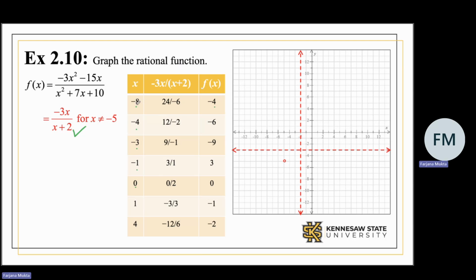So we found for x equal -8, the y value will be -4. So (-8, -4) is here.